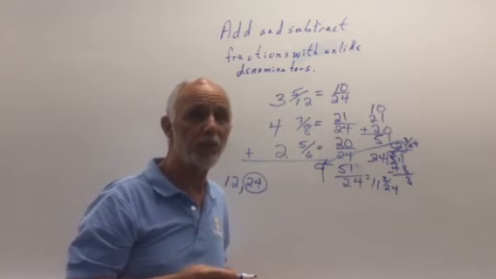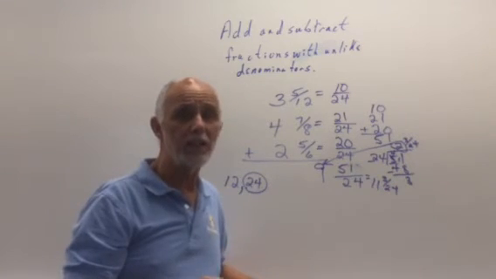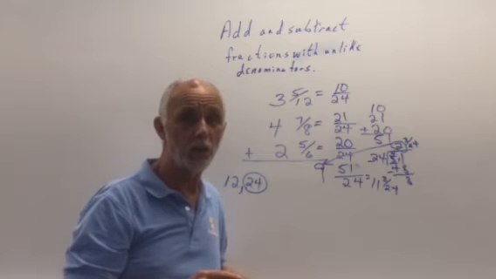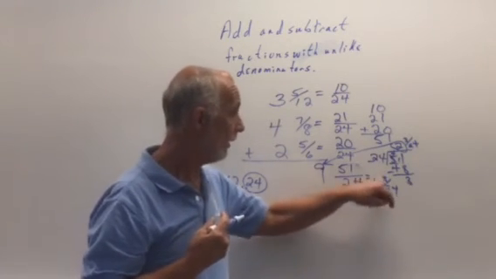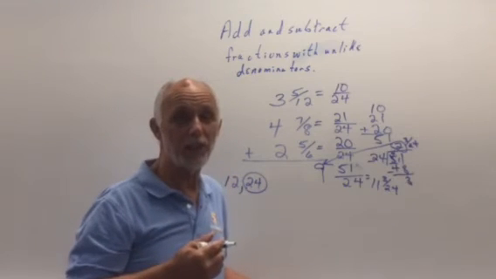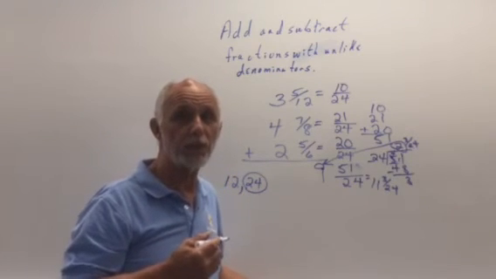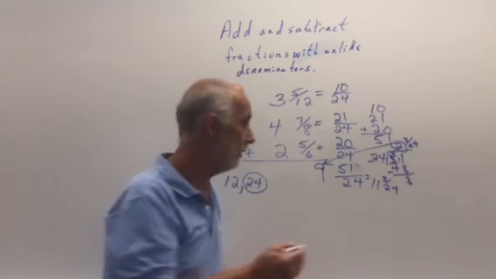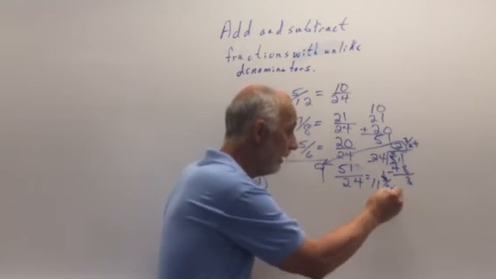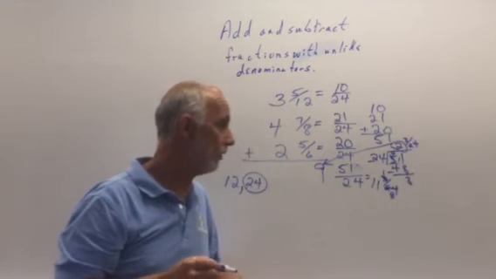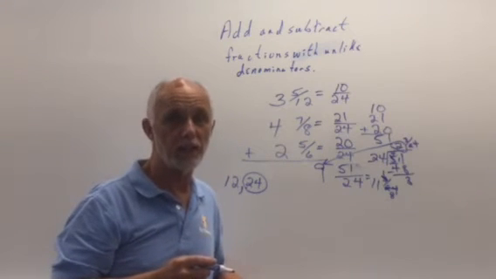Because if you stop at this point, you did everything right, but your answer is completely wrong, in my class at least. Because 3 24ths is not simplified. What goes into both 3 and 24? 3 does. 3 goes into 3 once. 3 goes into 24 8 times. So the right answer is 11 and 1/8.